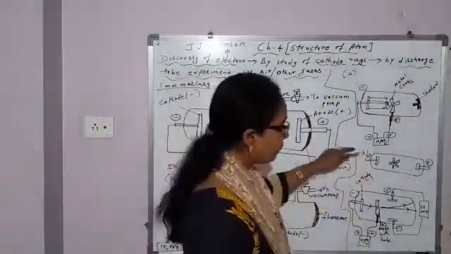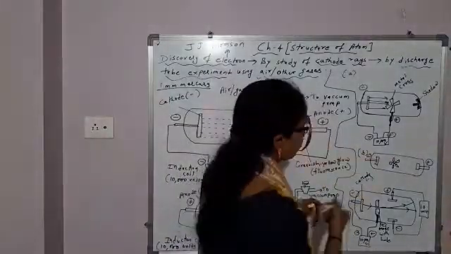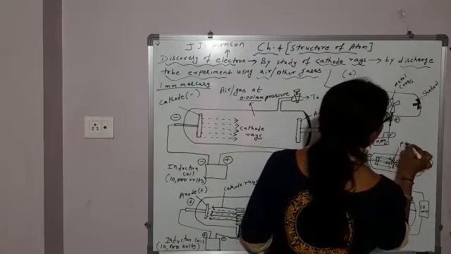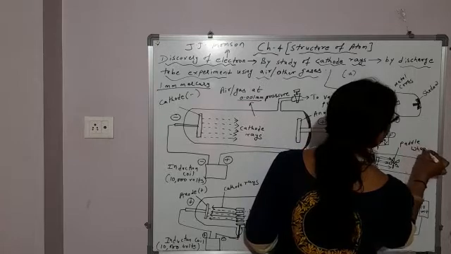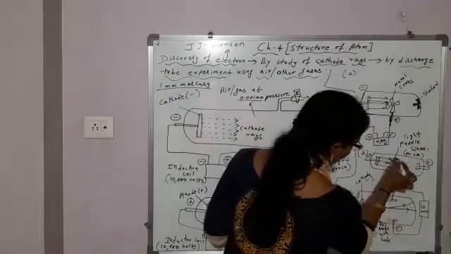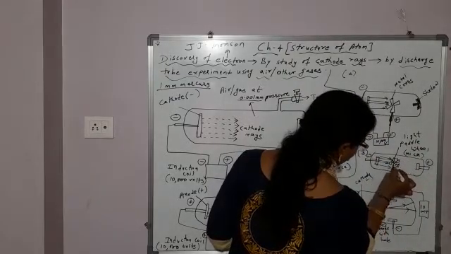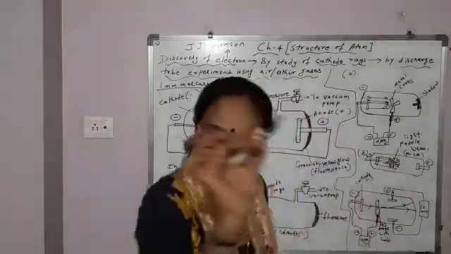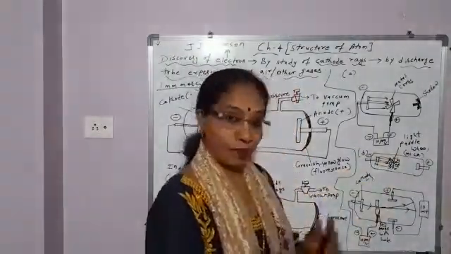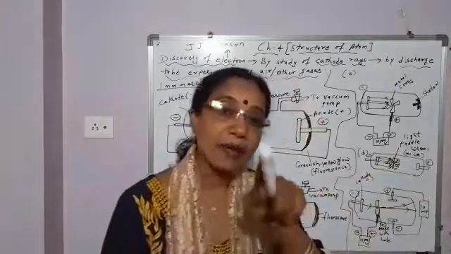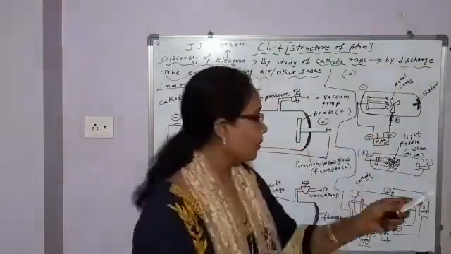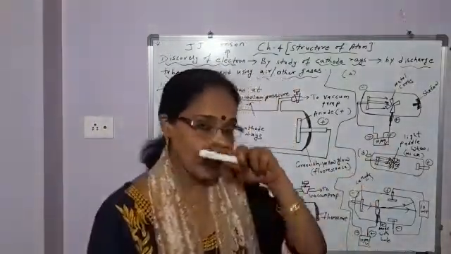Second, on the path of cathode rays, a light paddle wheel, made of mica, was kept. So what he found: the paddle wheel started rotating when it was placed in the path of cathode rays. It means these cathode rays are made up of some material particles. So first property, cathode rays travel in a straight line. Second property, cathode rays are made up of some material particles.